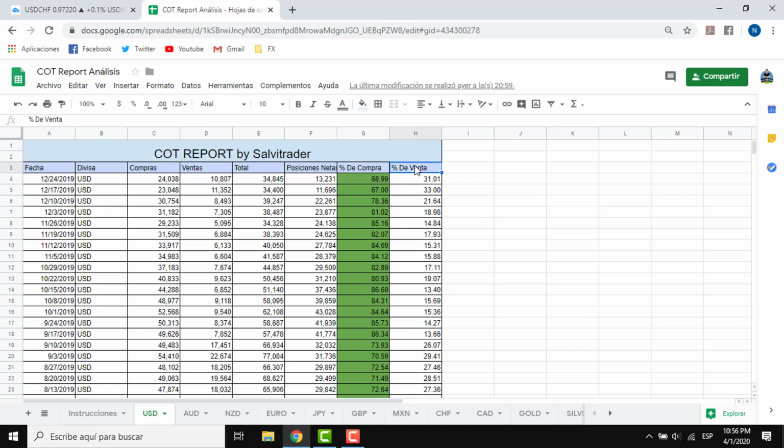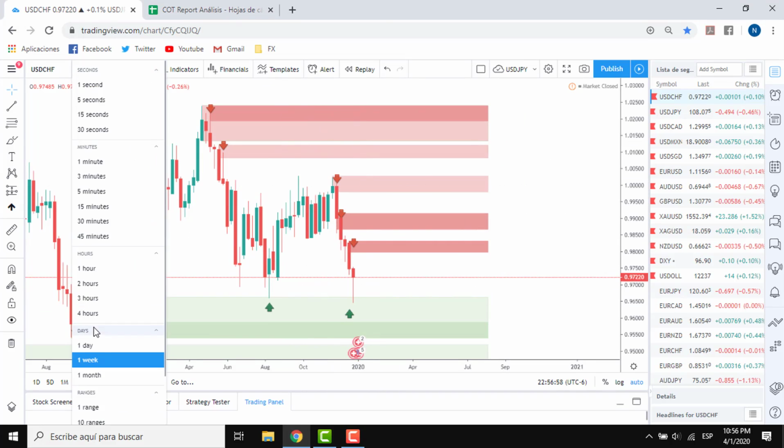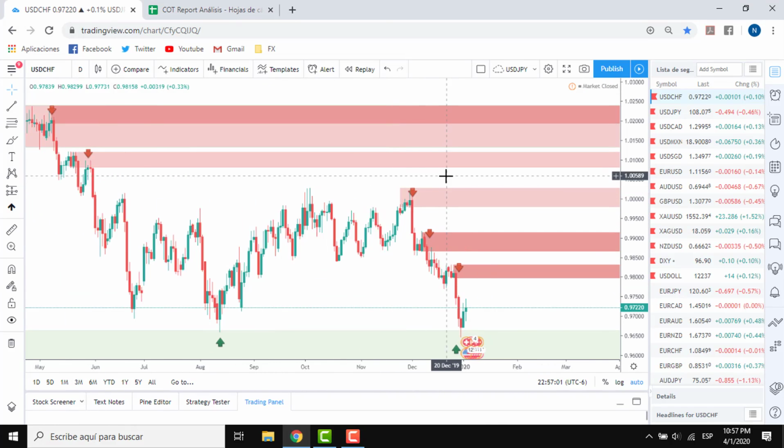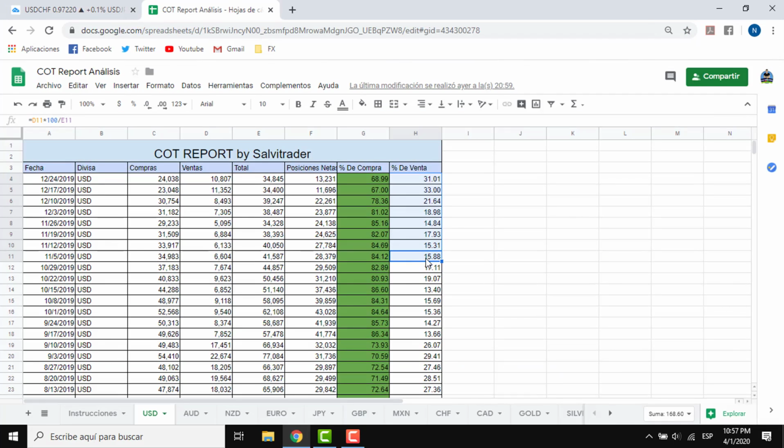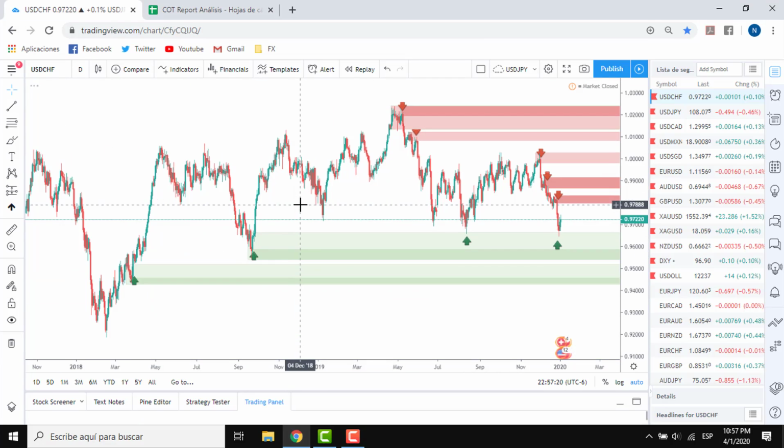When we check the USD, what we see is that they are increasing sell orders. Check this, they are increasing sell orders. That's why we see this downtrend on the weekly. Well, let me switch to daily. That's why we have this downtrend, because they've been adding sell orders, and see, buy orders are being removed. So this is telling us that we shouldn't look for buy opportunities. And we have the confluence on the COT report, and we have the confluence on the chart.